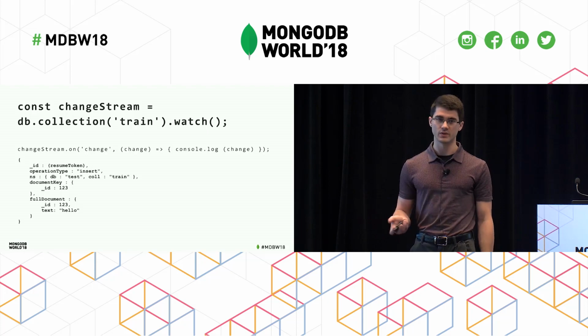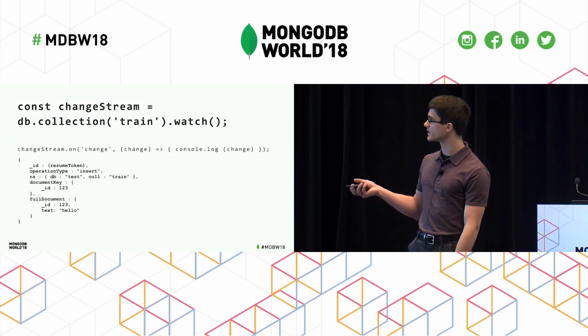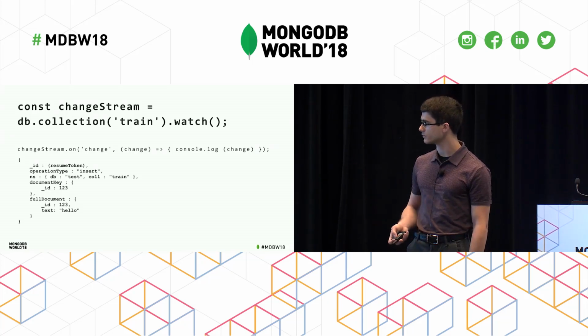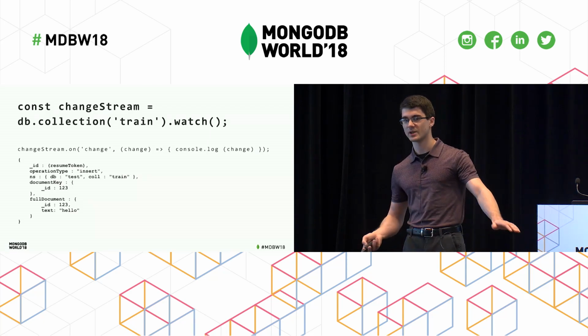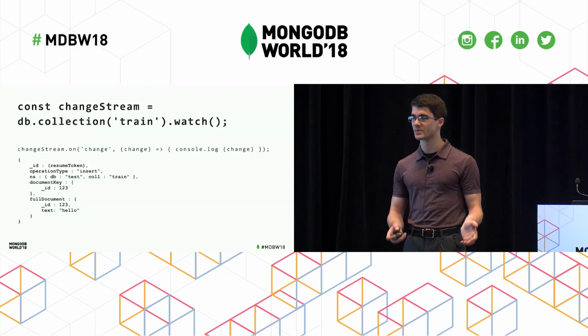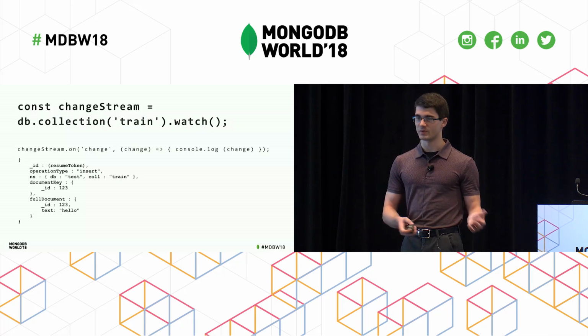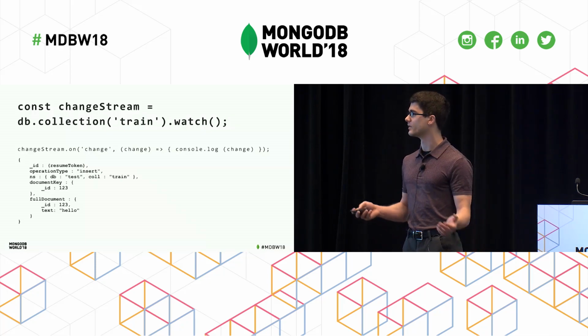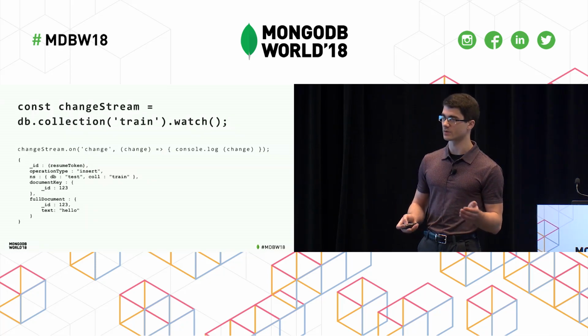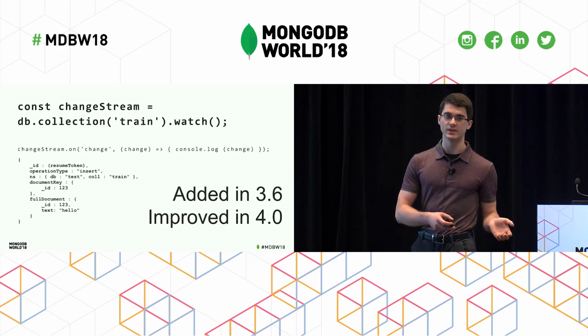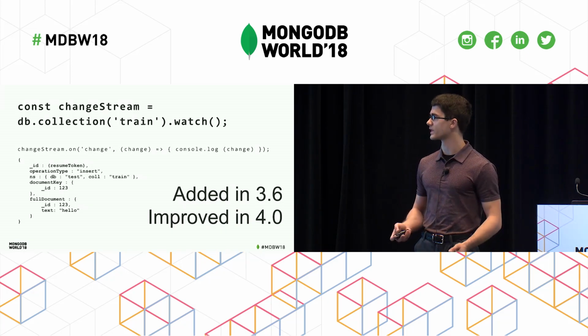Here's an example of what one of those documents looks like. This represents an insert that occurred in this collection. And just as a disclaimer, even though this MongoDB World represents the 4.0 GA, change streams for collections have been around since 3.6, but they have made improvements in 4.0, which we will discuss later.